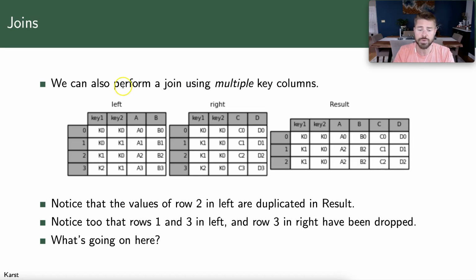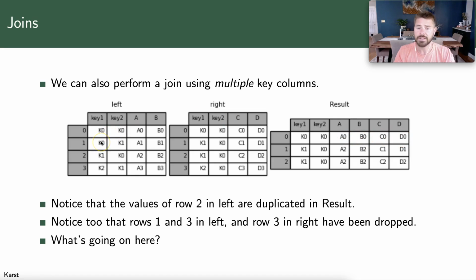So imagine we have 2 key columns instead. We've got key 1 and key 2. Notice that both left and right have both of these. And we've got our result. Again, the result has all the columns contained in left and all the columns contained in right. But notice what's happened here. We've got a duplicate. What do I mean by that? Let's start at the top. I've got K, and we're going to use both of these. So the key is a pair now. I have K0, K0. Okay, that's good. I've got K0 and K0 here. So that's going to be my first row: A0, B0, C0, D0. Perfect.